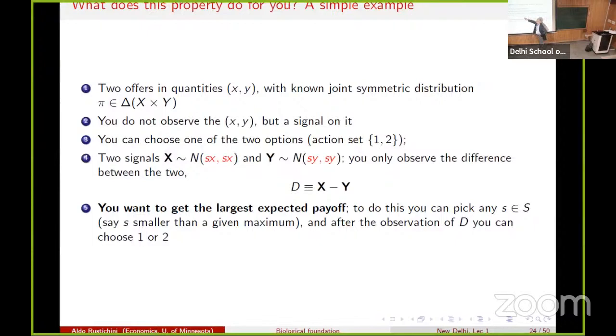The structure of the model tells you that you will not observe X or Y, but the difference between the two. Choosing the maximum means that you have to choose the largest of the two signals. The problem you're facing is to choose the largest expected payoff, and your choice variable is S, the slope. I'm almost done. Then I'll let you in peace. That's the problem: how do I choose the S?